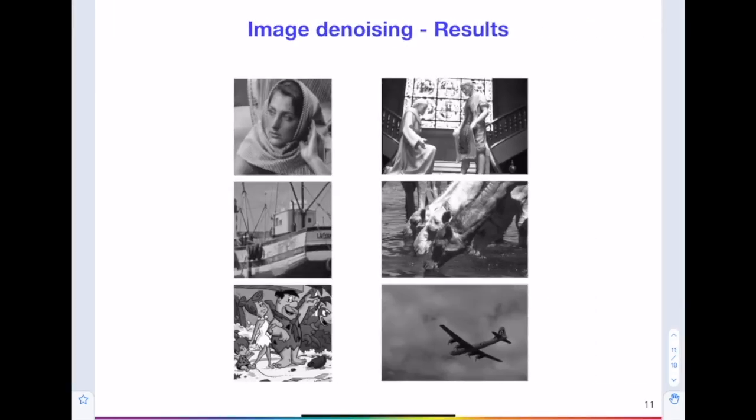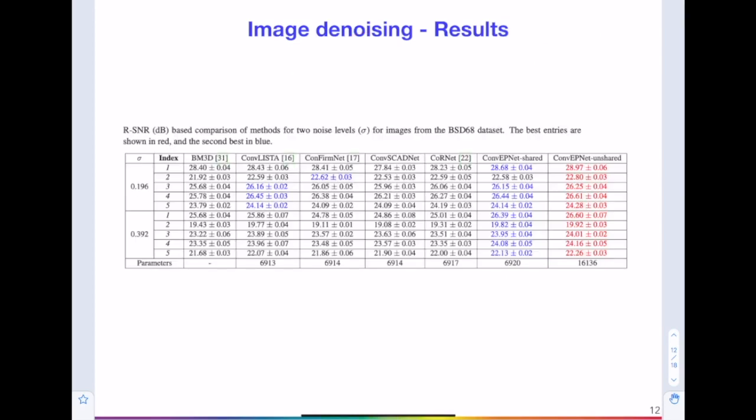Now we will move over to image denoising experiments. We'll be using Set11 and BSD68 datasets. For image denoising, we will be considering convolutional networks based on the proximal operators. As baselines, we took convolutional LISTA, which is the convolutional counterpart of LISTA, and ConvSCADNet, convolutional SCAD and CORNET. CORNET is a composite regularized network that appeared in ICIP 2020. As we can see, across both noise levels, the proposed methods are outperforming the competing methods. And these results correspond to the BSD68 dataset.